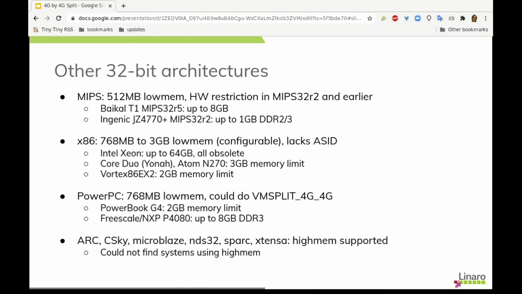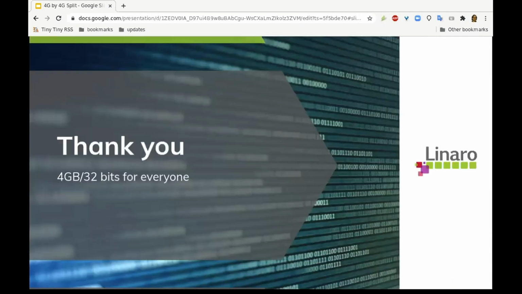On PowerPC, most of the systems are fairly old too. The PowerBook laptops are in a similar situation to the x86 laptops. And then NXP has a couple of SoCs that are also getting old by now that can address up to 8 GB of memory on a 32-bit CPU. I couldn't really find out anything about the other architectures that I've listed, but those are all the ones that use Highmem today. And that's it from me.